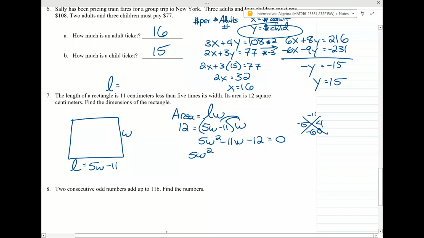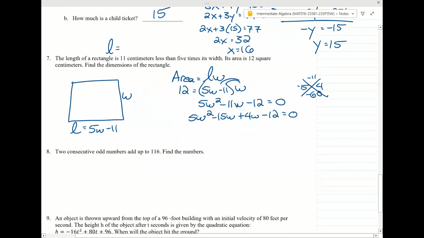So 5W, if you're wondering how I got that so quickly, I'm not that smart. I have the answers right here. 5W squared minus 15W plus 4W minus 12 is 0.